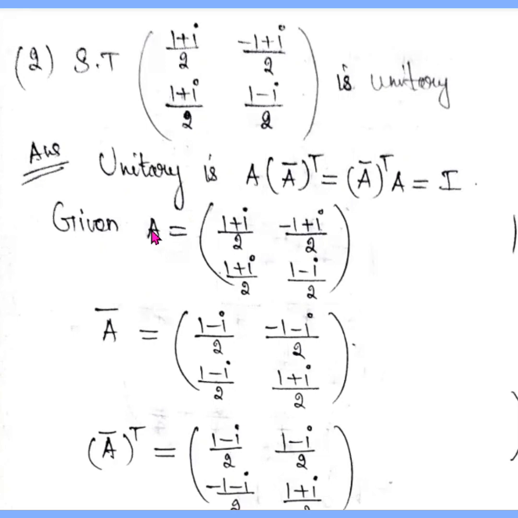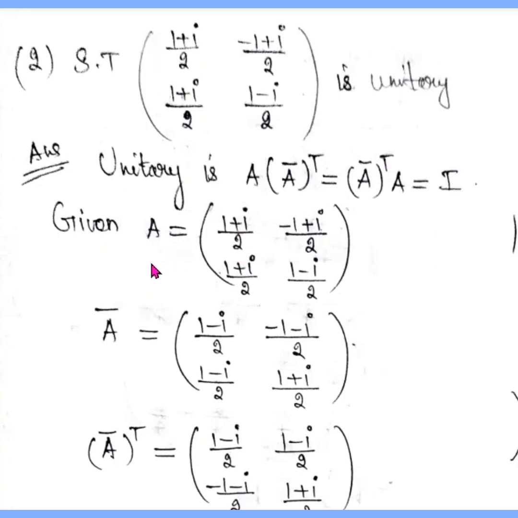Answer: let us see what is unitary. A matrix A is unitary if A bar transpose A is equal to A A bar transpose, which is equal to I, the identity matrix.